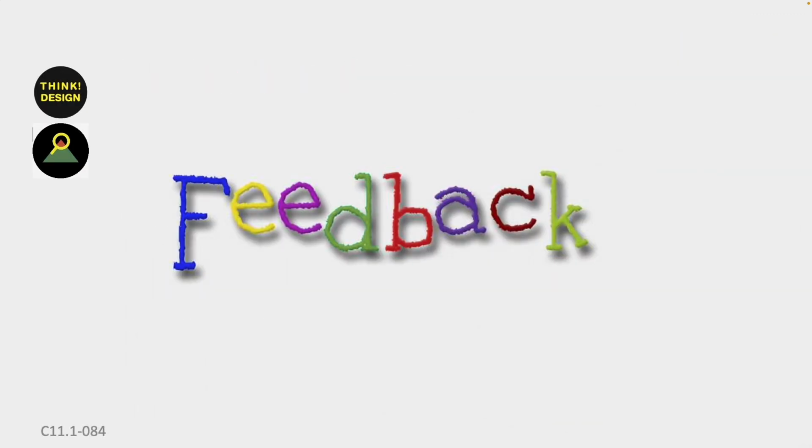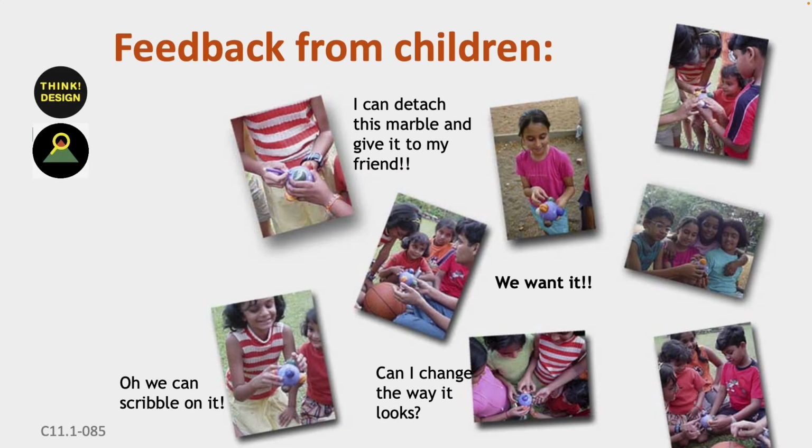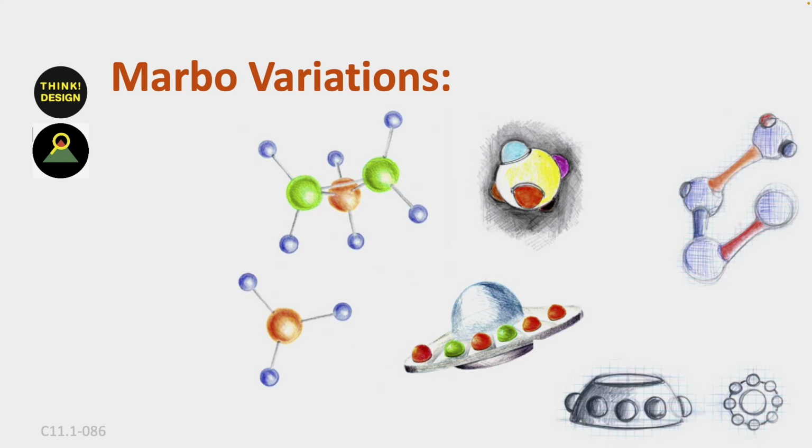But even then they made mock-up models and went and got feedback from the children, who had such a lot to say and talk about. And they got very nice feedback because this was such an interesting device. They said, I can detach this marble and give it to my friend. We can scribble on it. I can change the way it looks. They all said we want to have it. And of course, if you ideate a little more, it's not that it has to come in one shape, you can make many variations of it to suit different tastes and different choices.